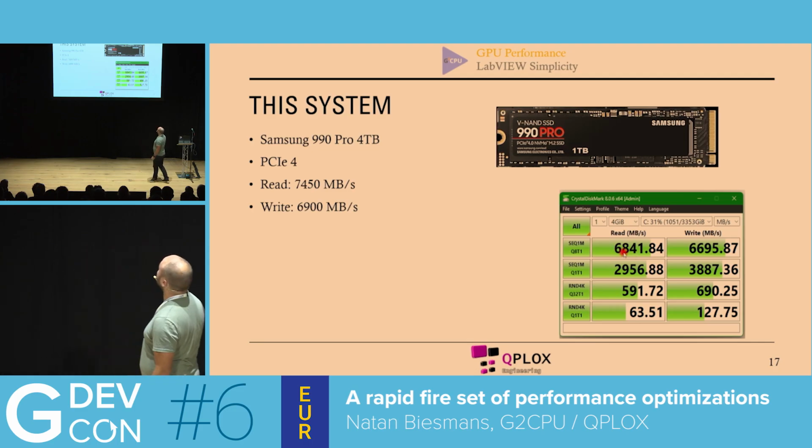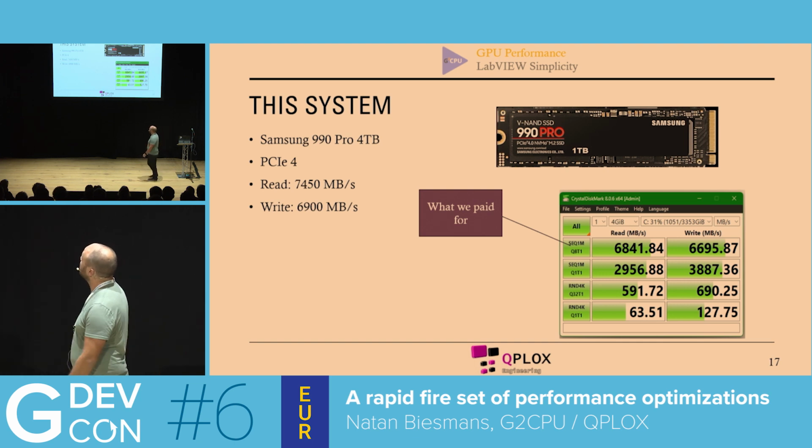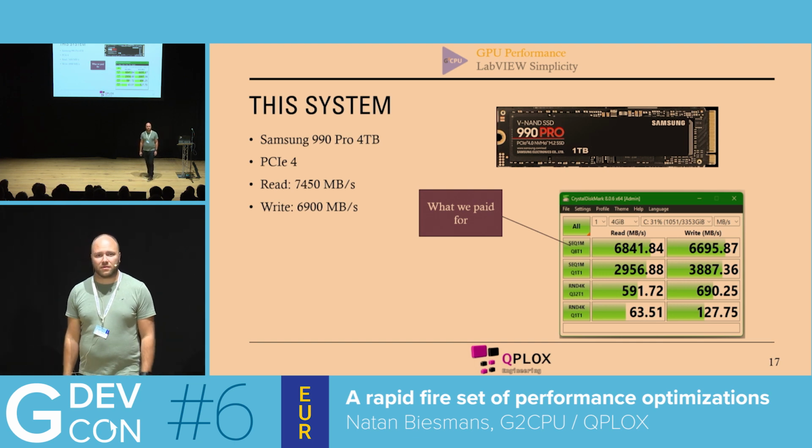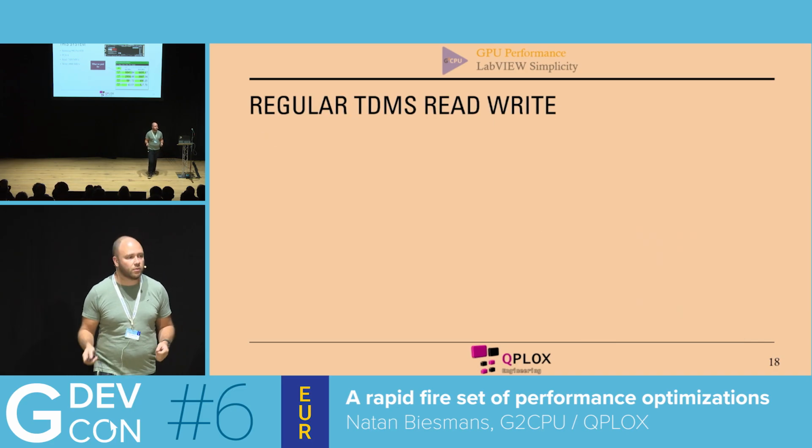And as you can see here on top, 6.8 gigabytes per second reads, 6.7 gigabytes per second writes. This is what we paid for. This is what we want to see from our system, because when we are speccing a system, this is what we're looking at.